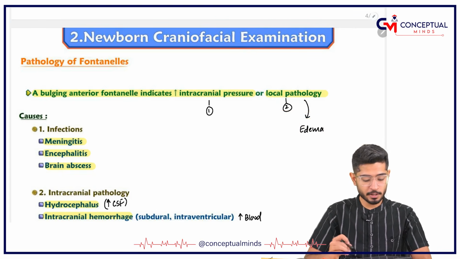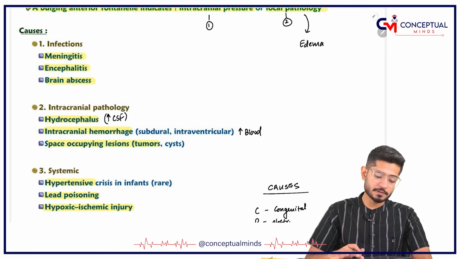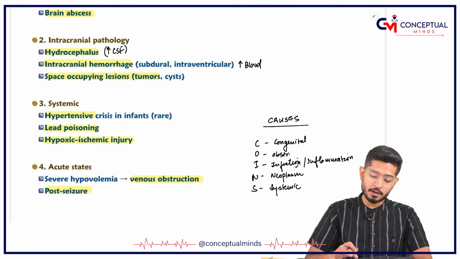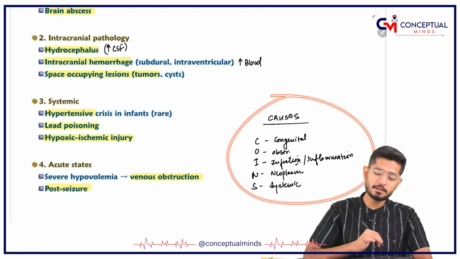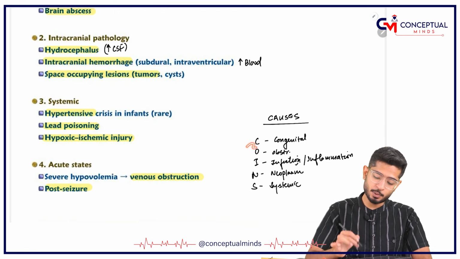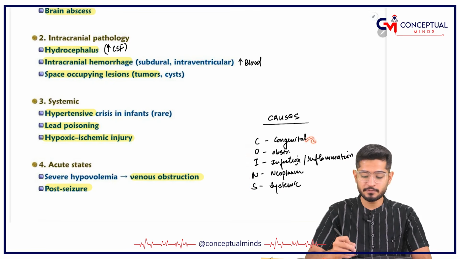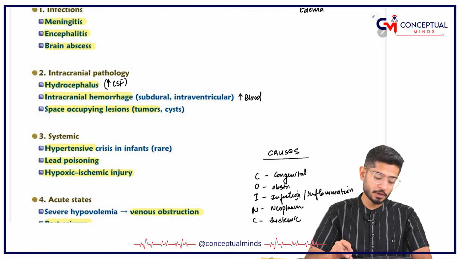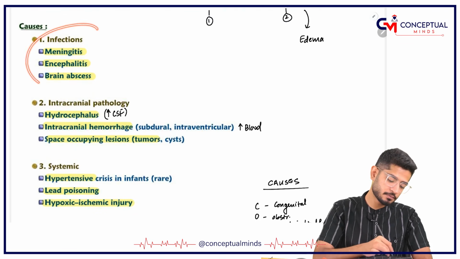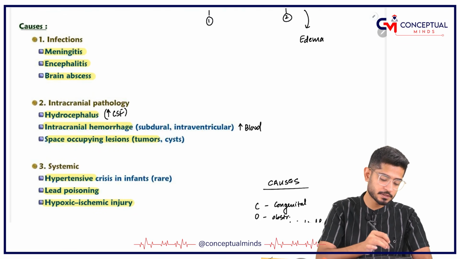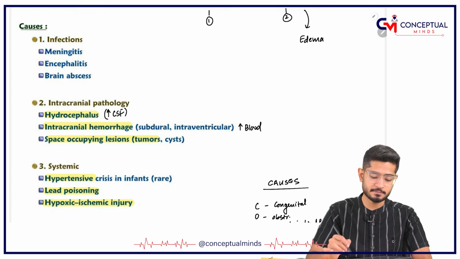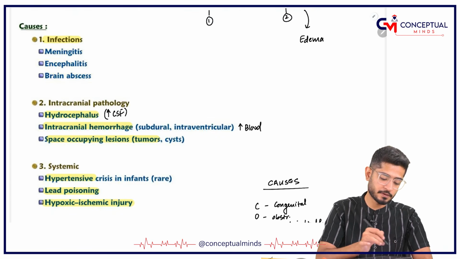Just like any infection, any inflammation can cause edema. If I tell you the causes of a bulging fontanelle, the causes for any pathology can in fact be divided into COINS. COINS is the mnemonic: C for congenital, O for obstructive cause, I for infection and inflammation, N for neoplastic cause, and S for systemic cause. See here, infection: of course, the brain infections you must be aware of, meningitis, encephalitis and brain abscess. So you should remember infections.